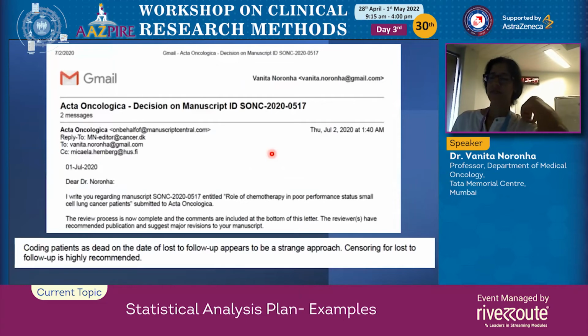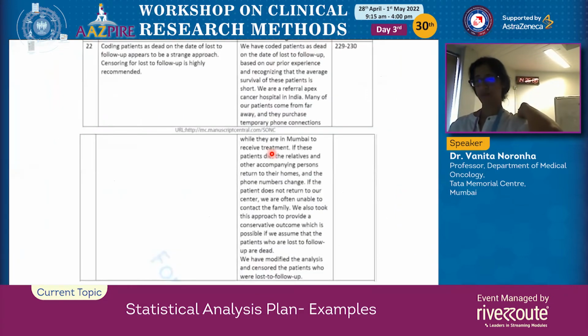The reviewer said that this is a very bizarre thing that you're doing. Coding as dead on the date of the lost to follow-up is a very strange approach. Please go back to censoring them for lost to follow-up. So this Acta Oncologica is a European journal, and they don't know what our local problems are, right?